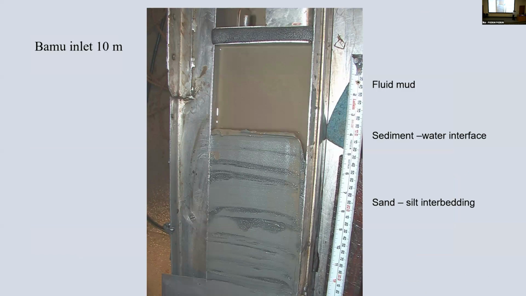A few more minutes. Hang in there. Here's a core from the Bamu Inlet, which is the next river over to the east from the Fly River. And here, a typical tidal cycling of sand and mud that you get in the channel. But the fluid mud is what I wanted to show you. This is another thing we don't really know too much about. How do fluid muds really behave biogeochemically?